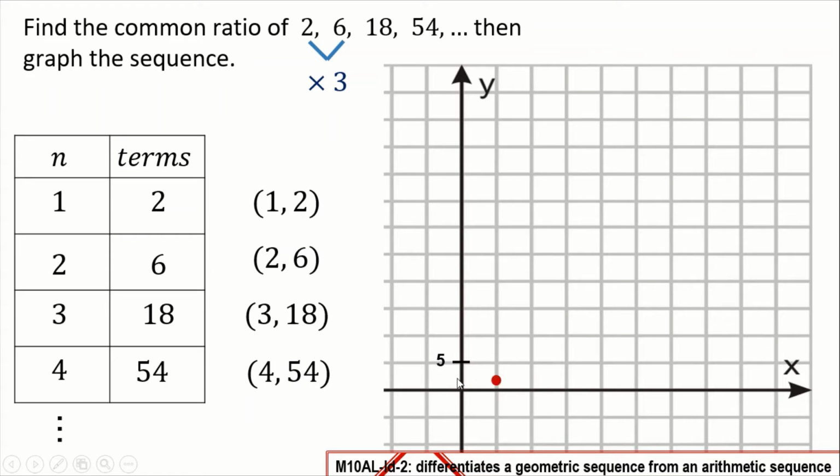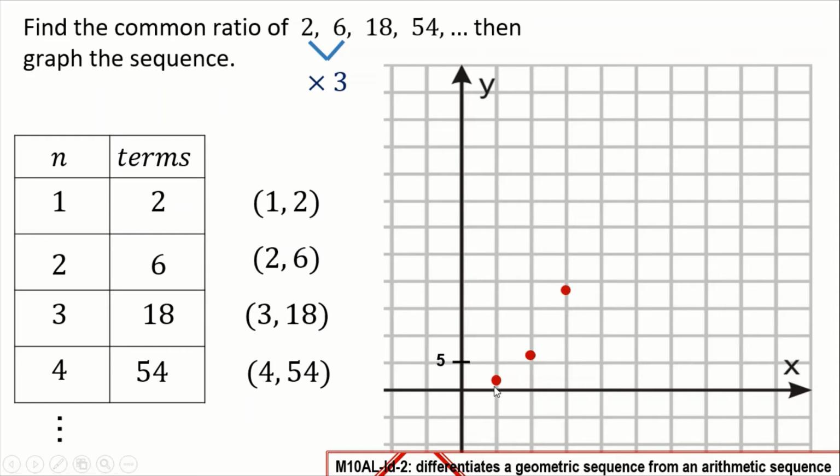So, i-estimate natin na dito yung value na to ng y niya. So, this is our first point. Then, the second ordered pair is represented by this point. Ang x ay positive 2 at ang y ay positive 6. So, nilagpas lang natin ng konti dito sa 5 na to. Sagwit na yan. Then, (3, 18).